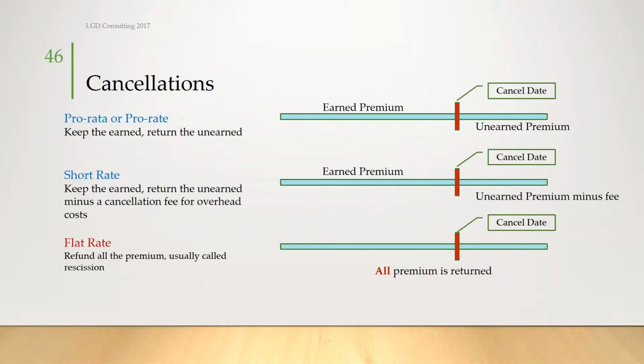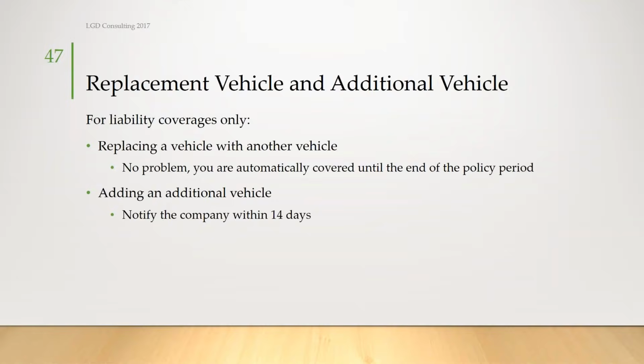Okay, that's a flat rate cancellation. All right. Now let's go back to liability versus physical damage. For liability coverages, if you have liability only and you're replacing a vehicle with another vehicle and you only want liability, you don't have to do anything. You're automatically covered to the end of the policy period.